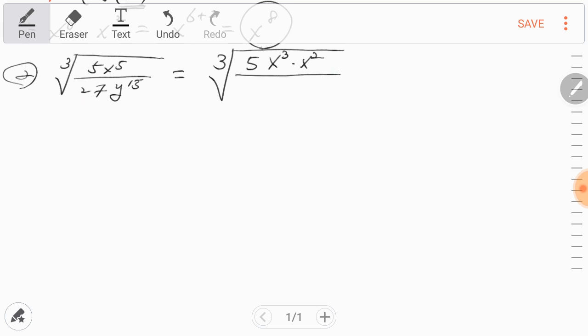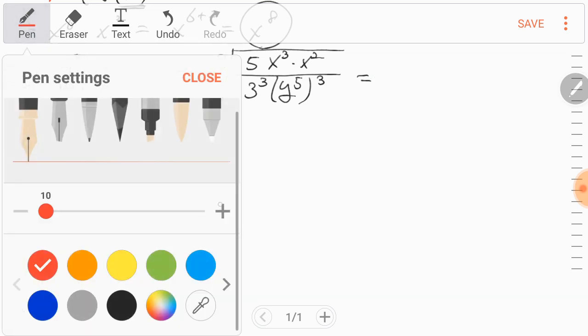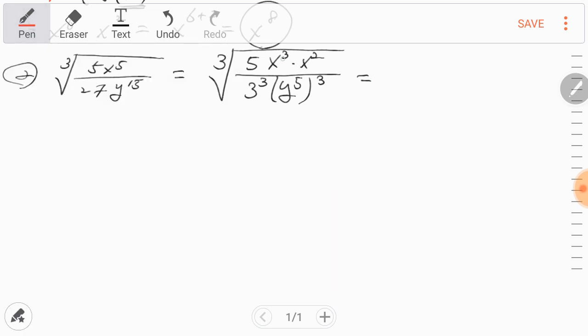And 27 in the denominator, 27 is 3 cubed. And then y to the 15th power. Okay, the exponent 15 is 5 times 3. So you can make it a power to another power, 5 times 3 is 15. Alright, then from here you can take all bases whose exponent is 3.